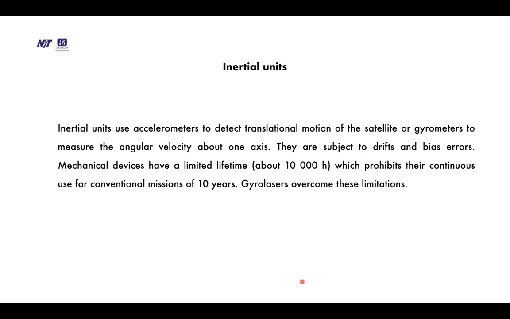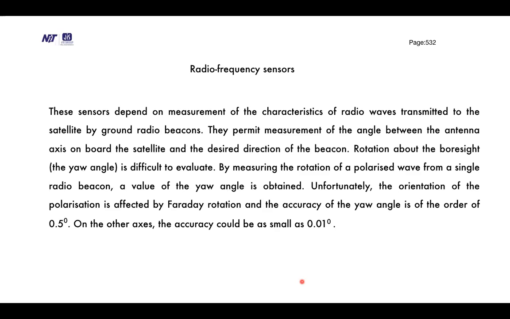Inertia units. Inertia units use accelerometers to detect translational motion of the satellite or gyrometers to measure the angular velocity about one axis. They are subject to drift and bias errors. Mechanical devices have a limited lifetime of about 10,000 hours, which prohibits their continuous use for a conventional mission of 10 years. Gyro lasers overcome these limitations.